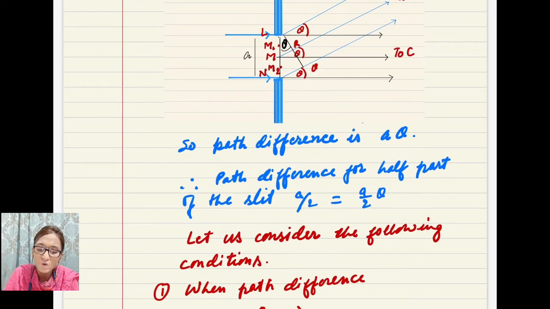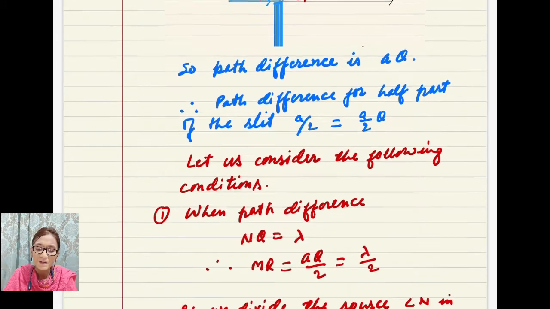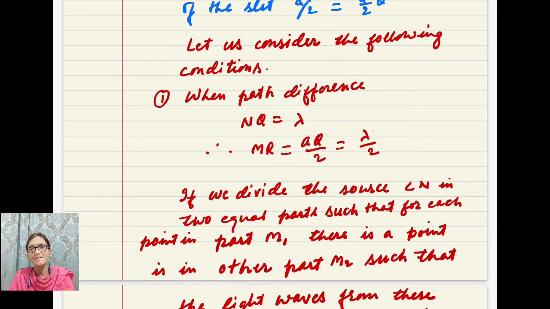And therefore, by the similarity of the two triangles, this triangle and this triangle, if this path difference is a theta, then this path difference will be equal to a theta by 2. Because here it becomes half, and we know that in similar triangles the ratio of the sides must be equal. So the ratio of this side to this side, you will find that this side also becomes half of this path difference. Here you have a theta upon 2. So let us now consider the two cases.